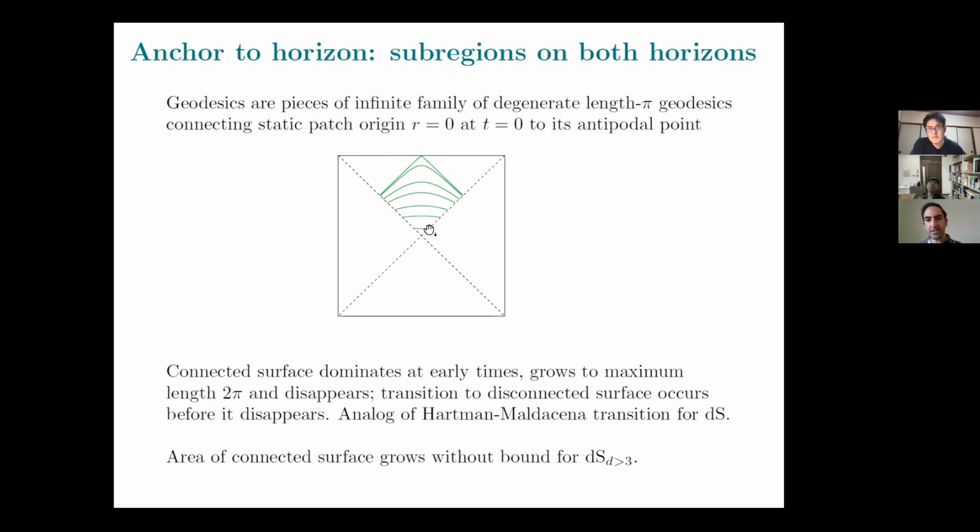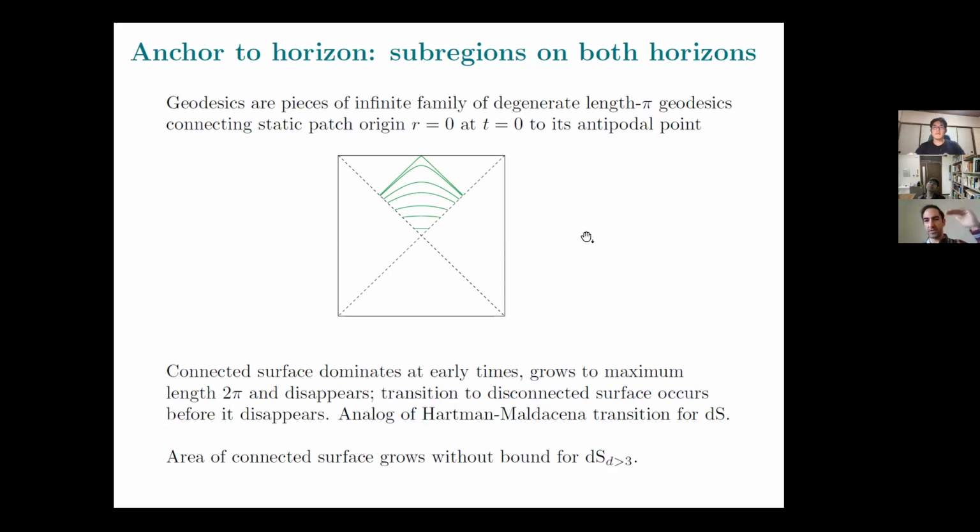And these geodesics are actually just pieces of the degenerate family of geodesics that connects the origin of the static patch here to the origin here. So, if you remember, on a sphere, they're all the great circles. Two antipodal points are related by a degenerate infinite family of great circles. That's just the funny thing about antipodal points on the sphere.